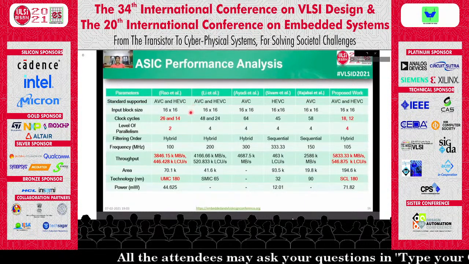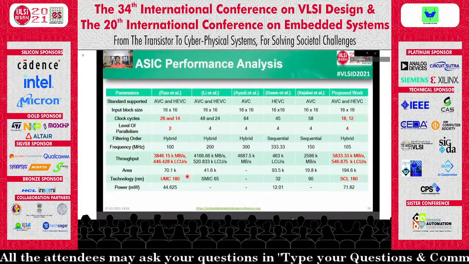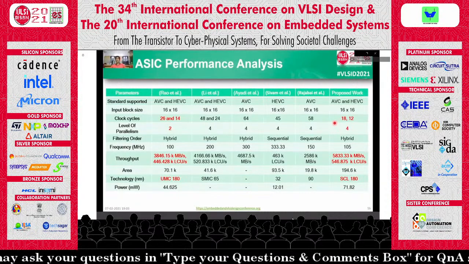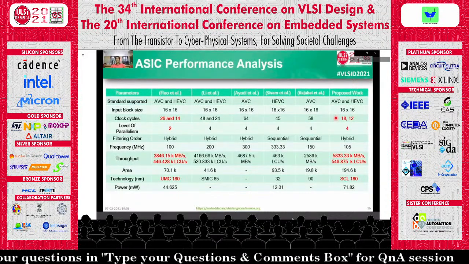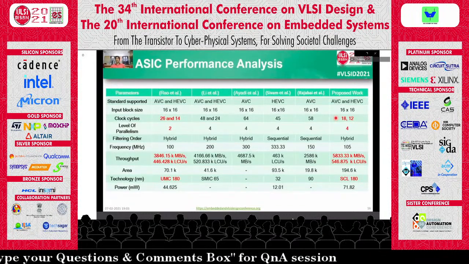Among these 2, Srinivasa Rao's paper consumes fewer clock cycles in UMC 180 nanometer technology, so we have compared our work with their work. Our design takes 18 and 12 clock cycles, and there is also improvement in throughput.